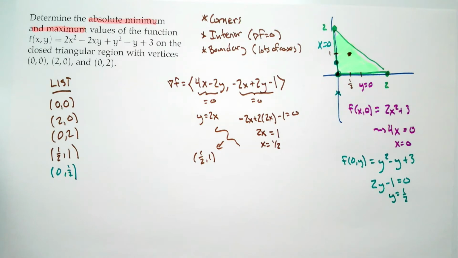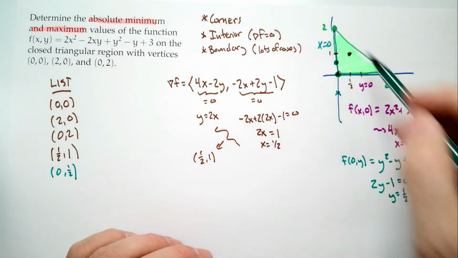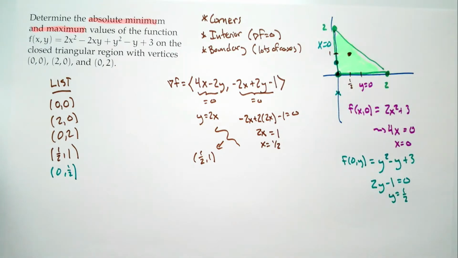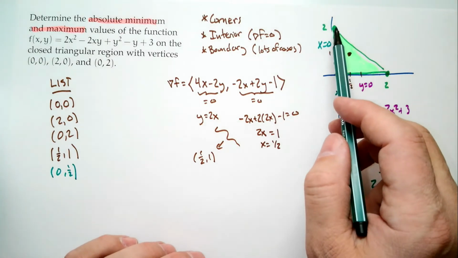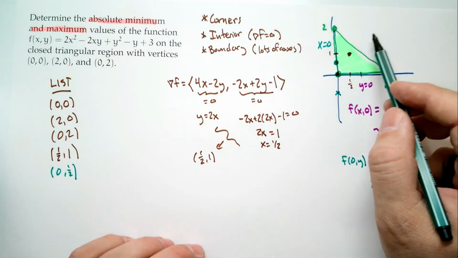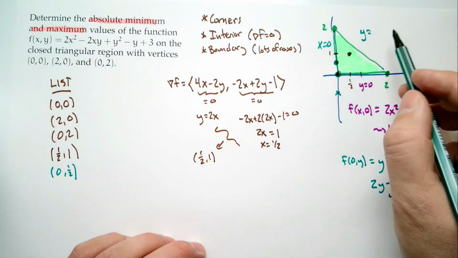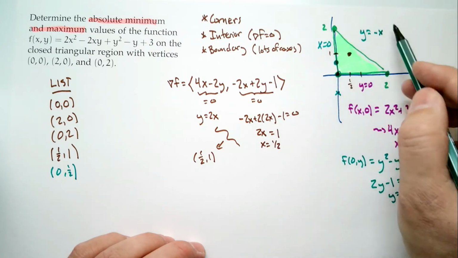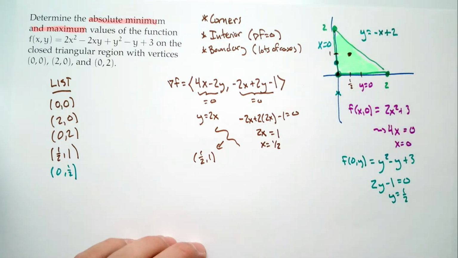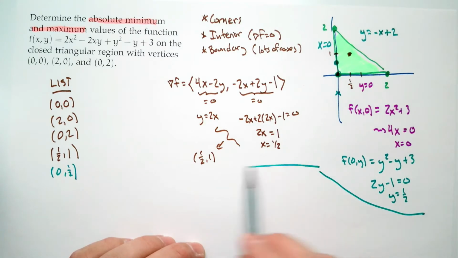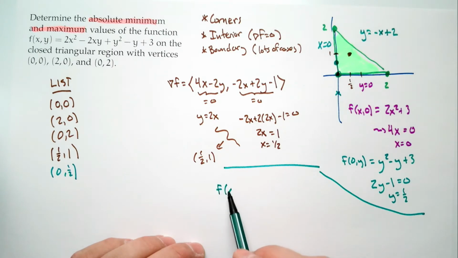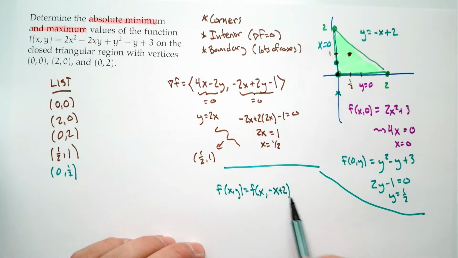All right, well, our last side, the slanted side. So we have to find something, a line, that goes from 0, 2 to 2, 0. Well, this line is not so hard to find because the slope is negative 1. And so that says minus x, and the y-intercept is 2, plus 2. So for this slanted line, we can rewrite our function as f of x comma y is really f of x comma negative x plus 2.